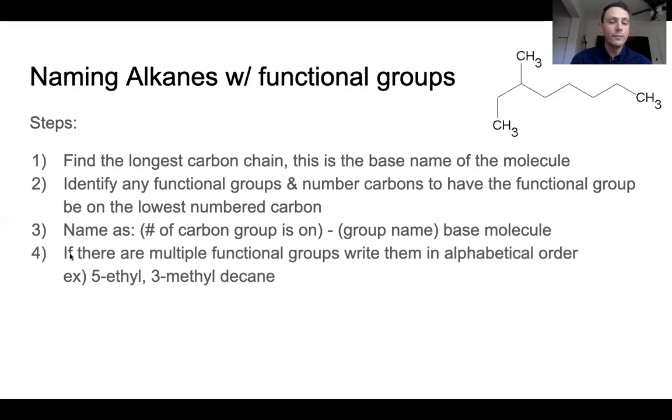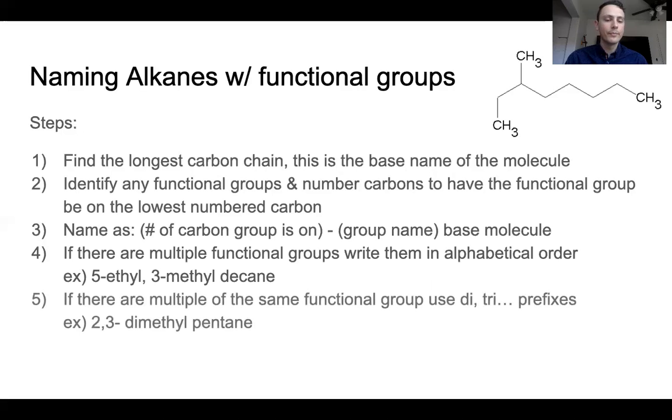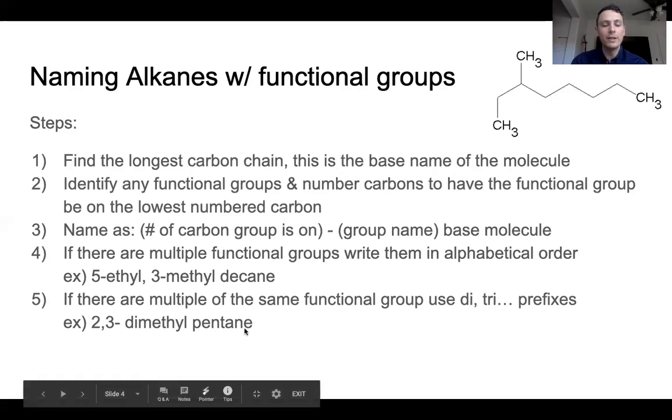So if there are multiple functional groups, we write them in alphabetical order. If we have a methyl group here and then say an ethyl group here, we'd write 5-ethyl-3-methyldecane, right? E comes before M, so you put the ethyl groups before the methyl groups in the name. And if there are multiple of the same functional group, then we put di or tri as prefixes for that functional group. Say we had a pentane molecule with 2 methyl groups, we'd write 2,3-dimethyl, showing that we have 2 methyl groups coming off of carbons 2 and 3 of our main pentane molecule here.